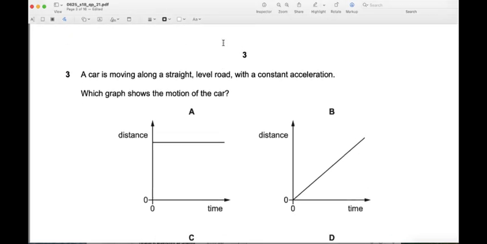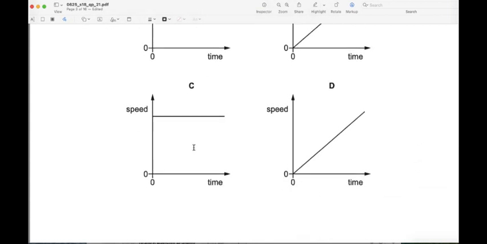When you talk about acceleration, distance over time is not acceleration. Distance over time is speed. So A is wrong. Distance over time is also wrong when you are talking about acceleration, so B is wrong. The graph should be speed against time.